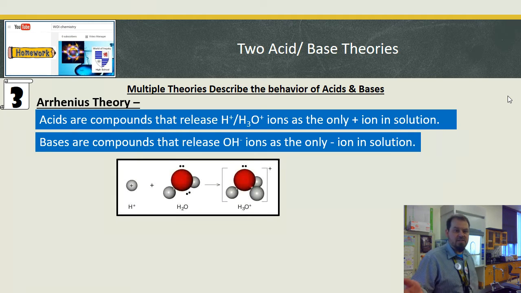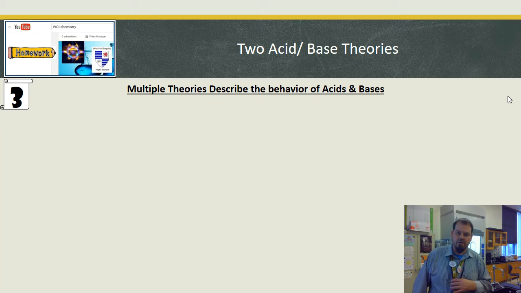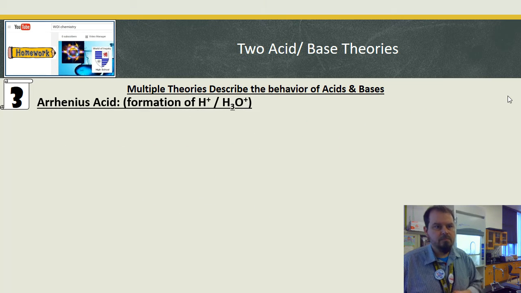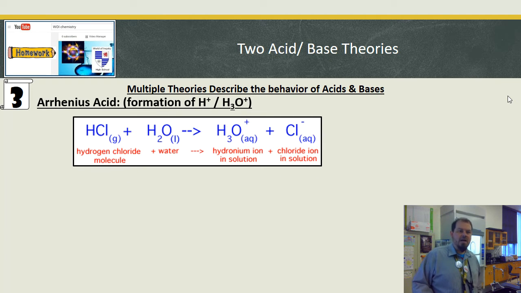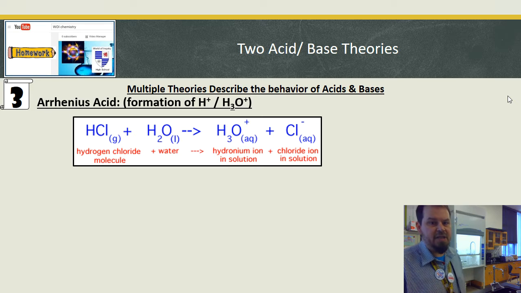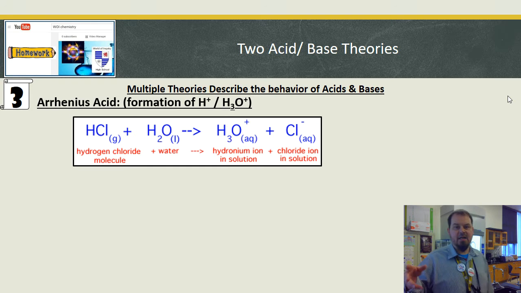This is the Arrhenius theory. This particular GIF is showing you again that H3O plus and H plus are the same thing. If one is there, the other is there. So, formation of H plus, this is what's going on. I have HCl plus water. The H leaves this HCl and goes onto the water to make H3O plus, and then the Cl minus is floating around.